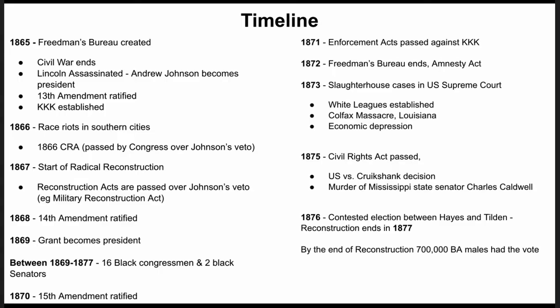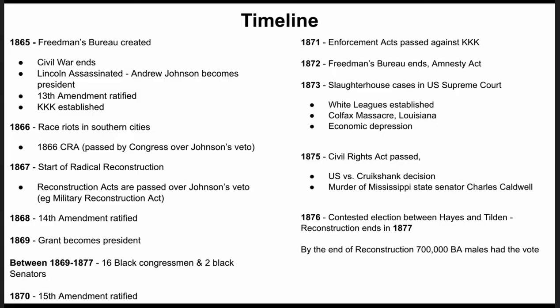He also tries to veto legislation regarding the Freedmen's Bureau, which is created, a kind of welfare organization to provide the freed slaves with housing, education, basic welfare. Johnson's not a fan of that, tries to veto that, but Congress goes against him and overrides his veto.